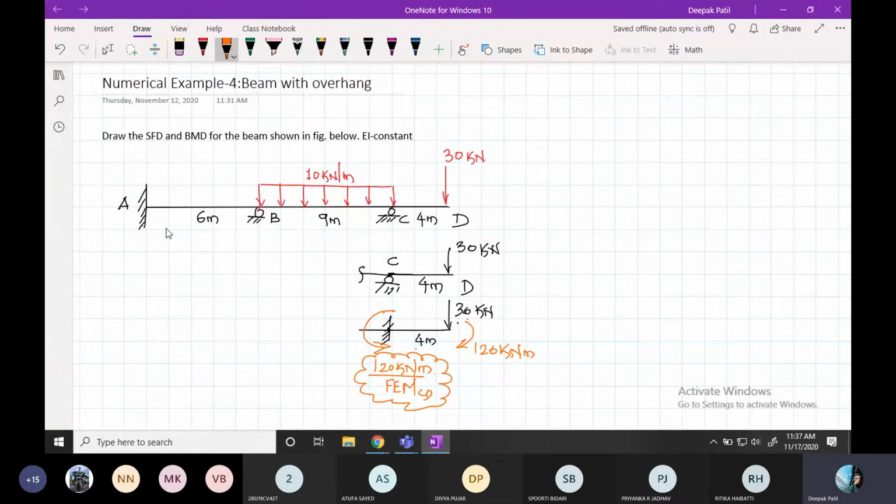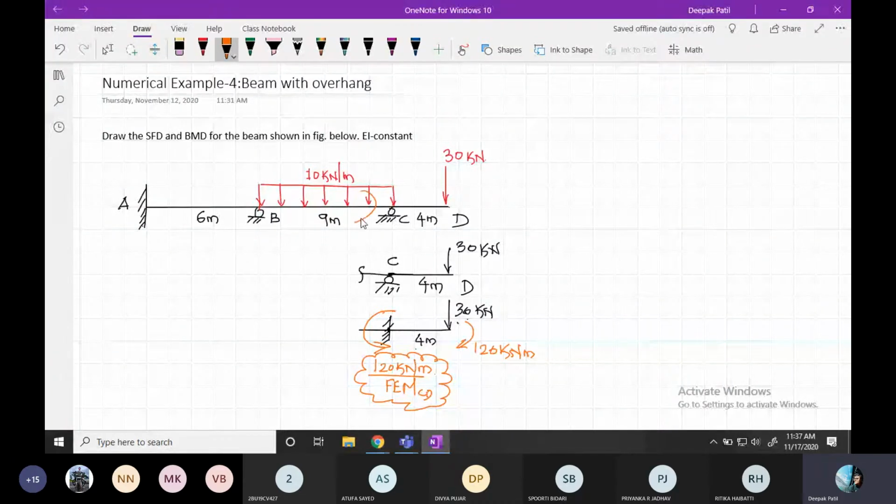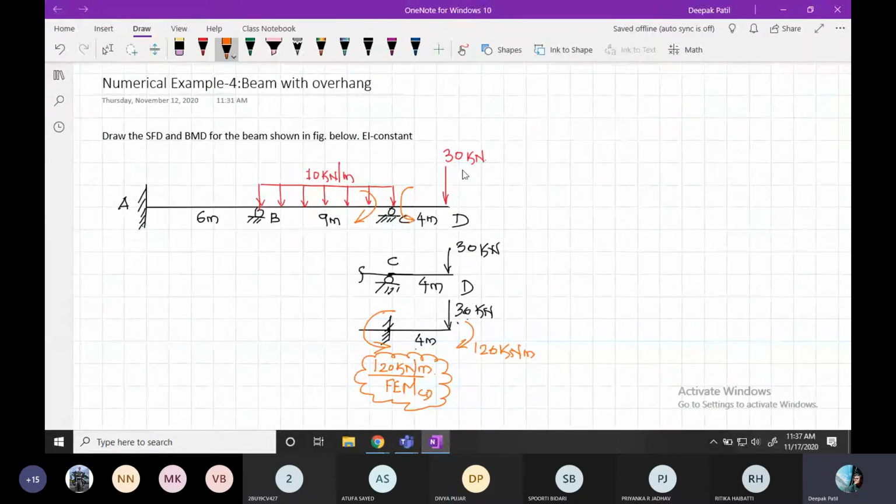Now your beam will be having only two spans, that is span AB and span BC, but at C there is a fixed end moment from this side because of the 10 kilonewton per meter load, and there is a fixed end moment because of this 30 kilonewton point load which is the overhang. So these two moments we have to take care of while writing the moment distribution table. I will tell you that when we come down to that one. But before that, let me start by calculating the distribution factors.